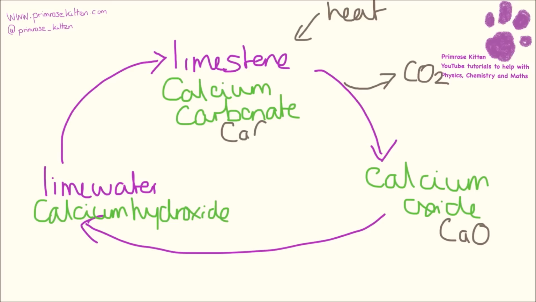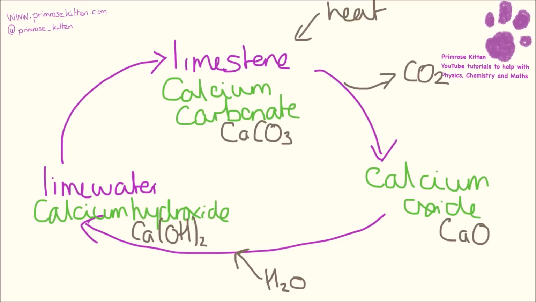Calcium carbonate over here is CaCO3. And yes, you do need to know all of these formulas. So after we heated up the limestone and the calcium carbonate, you had to heat it for quite a long time. This is quite a dangerous experiment to do. You got the crumbly calcium oxide, and then you needed to add in water, and you made calcium hydroxide.